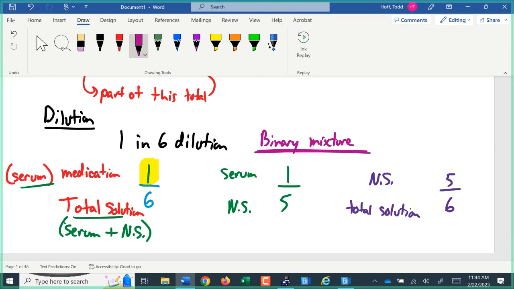So whenever we have a binary mixture, creates a binary ratio like that, we can create several ratios out of that original ratio where it's 1 in a total, or 2 in 7 would be 2 out of a total of 7, or whatever. We're going to deal a lot more with dilutions at the very beginning of Unit 3 coming up in a couple weeks.